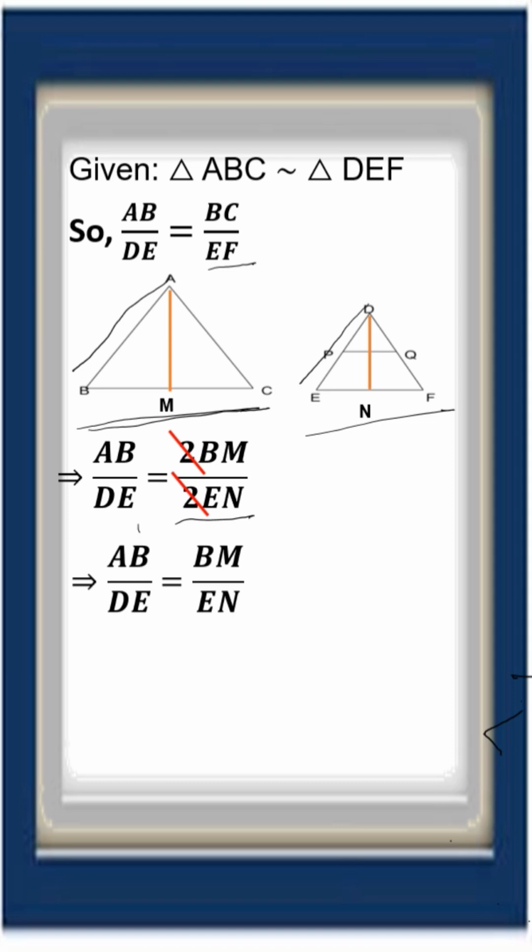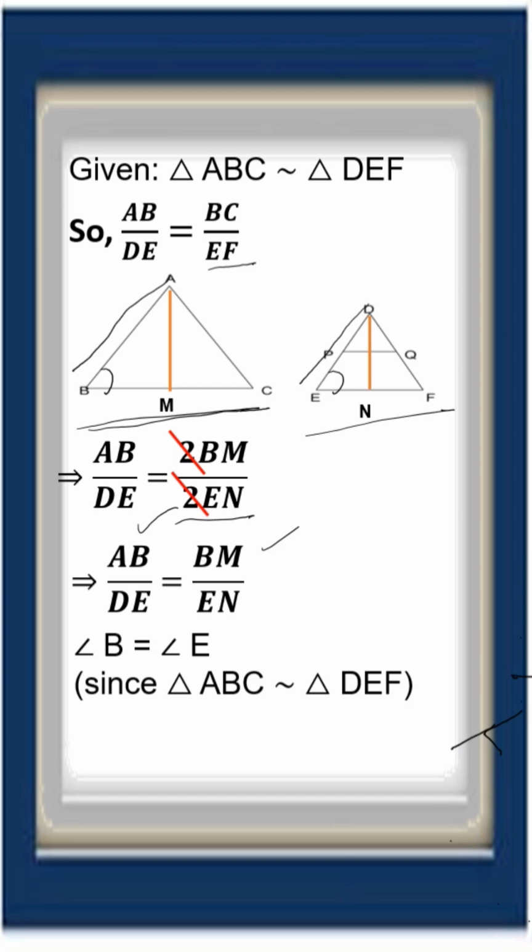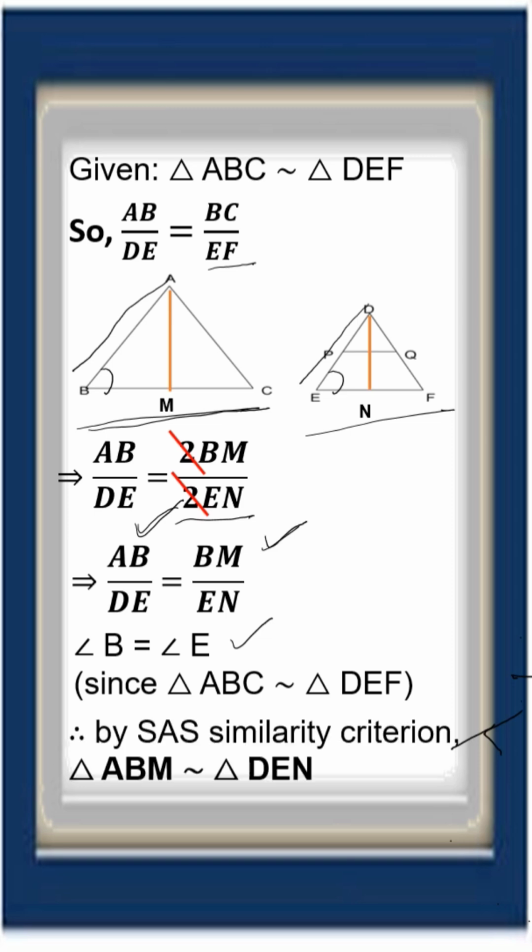Side we have proved. We know that angle B is equal to angle E. Why? Triangle ABC is similar to triangle DEF. The corresponding angles are equal. So, side, angle, side criterion. So, according to the side, angle, side similarity criterion, triangle ABC is similar to triangle DEF. Hence proved.